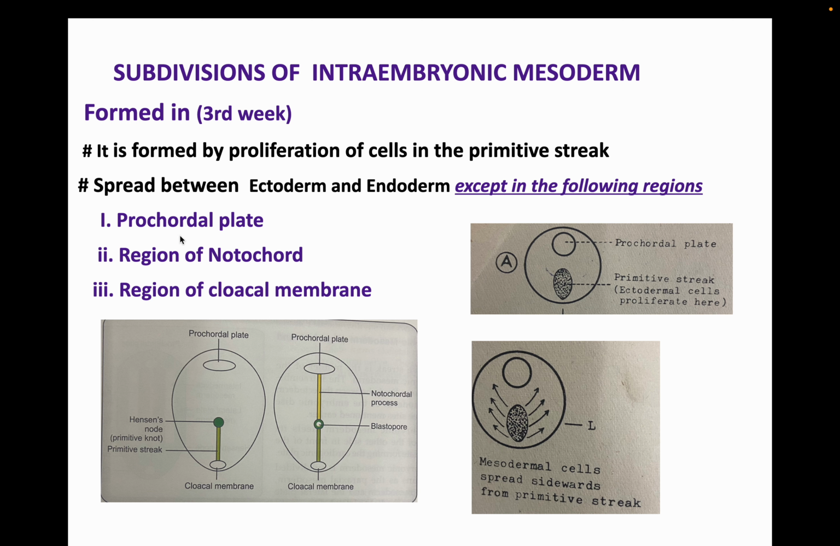We know it from our general embryology knowledge, that is procaudal plate, region of notochord, region of cloacal membrane. So these are the three sites where the mesoderm is not present between the ecto and endoderm. So these are diagrams showing these three structures. You can see the procaudal plate, then there is a primitive knot, then cloacal membrane is there in between. So ecto and endoderm remain fused at these three different sites: procaudal plate, notochord, then the cloacal membrane. Here the mesoderm is not lying between ecto and endo.